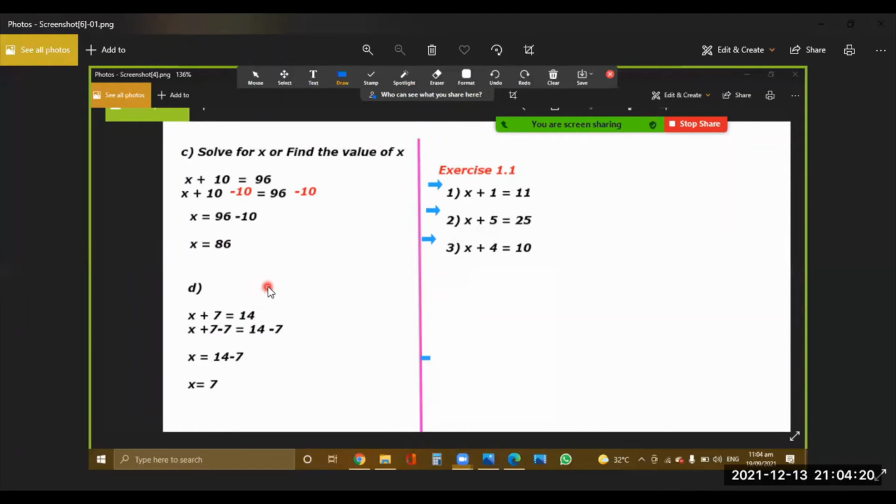Another example, in case you didn't grasp that as yet, you have x plus 7 is equal to 14. We want to solve for x, right? So you have to get rid of plus 7. So to get rid of plus 7, you have to minus 7 on both sides. Obviously, 7 on the side is being eliminated when we do that. So you remain with x is equal to 14 minus 7, which is 7. So therefore, x is equal to 7.